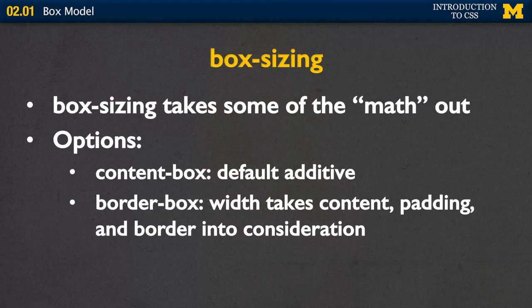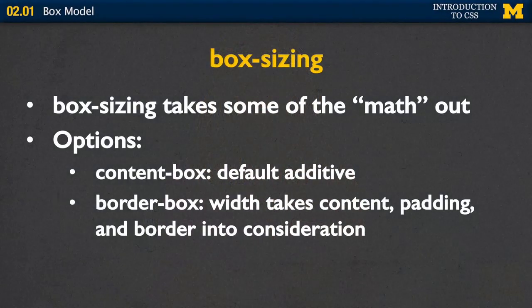Finally, when we talk about this, I wanted to add one more option, and that's called box sizing. What box sizing does is it takes some of the math out of that additive height and additive width. Your options are content box, which is just your default additive, where you're going to have to remember how much space you're using. The next one is called border box, and border box actually takes the width, the content, the padding, and the border all into consideration.